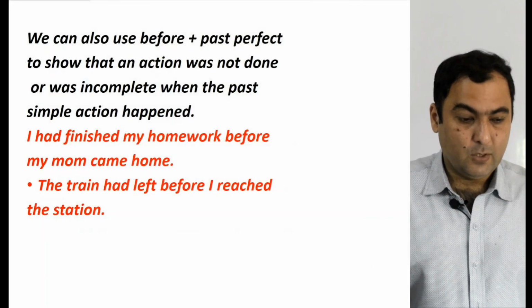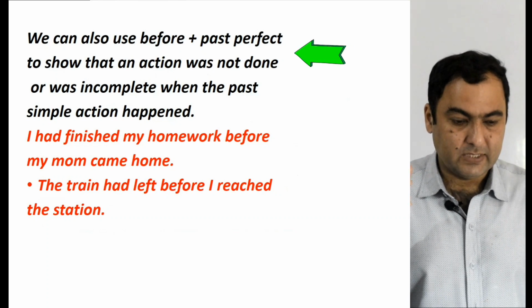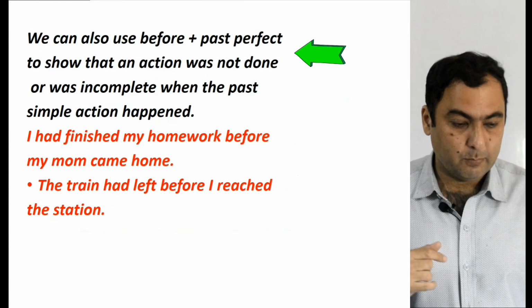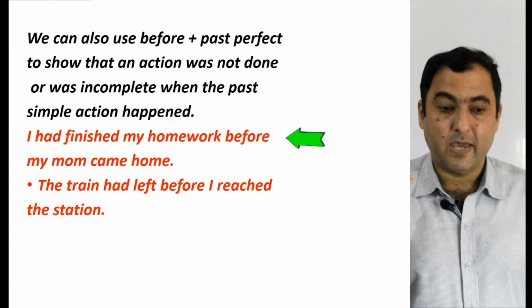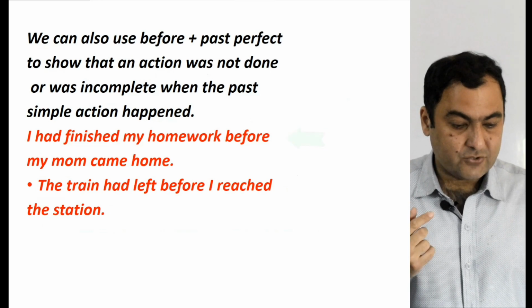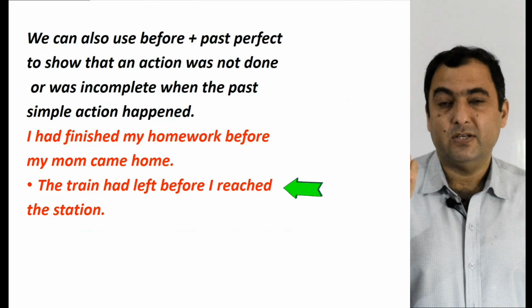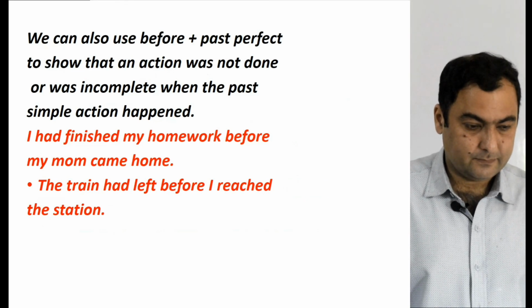Moving on, we can also use before plus past perfect to show that an action was not done or was incomplete when the past action happened. For example, I had finished my homework when my mom came home. Or the train had left before I reached the station. Yes, hope it's clear?